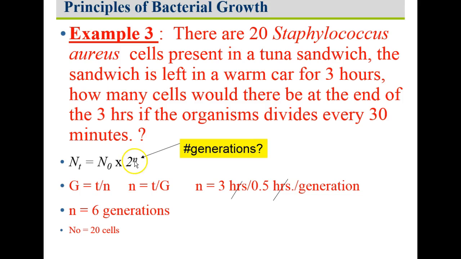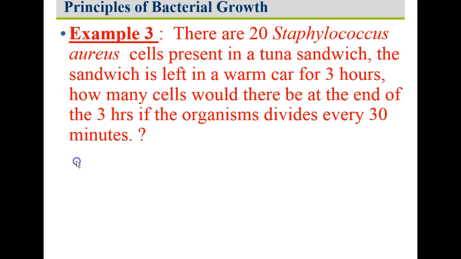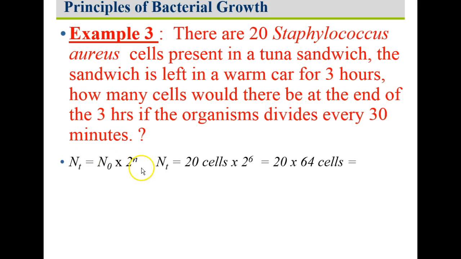We have N, we have original number of cells. We can now calculate final number of cells, or NT. NT equals 20 cells times 2 to the 6. 20 times 64 cells will give us 1,280 cells at the end of the 3-hour incubation.